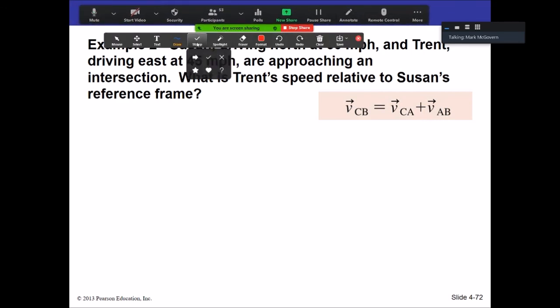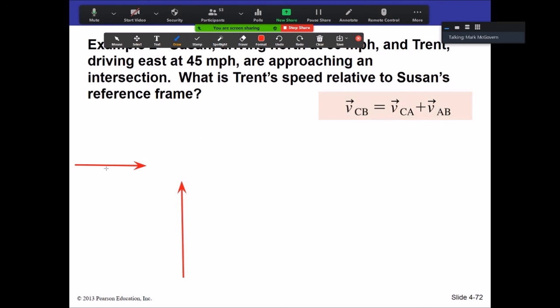So, all right, what's Susan doing? Susan's going north, 60 miles per hour. That's Susan. What's Trent doing? Trent's going east, a little slower. Like that, maybe. They're approaching an intersection. What is Trent's speed relative to Susan's reference frame?